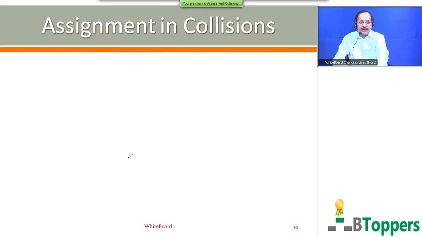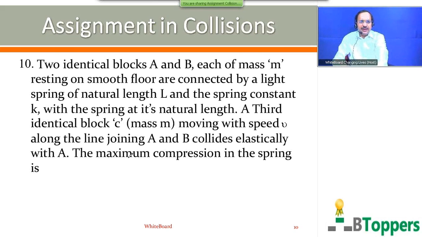Now next look at the question number 10. Two identical blocks A and B, each of mass m resting on a smooth floor, are connected by light spring of natural length L and spring constant K, with the spring at its natural length. The third identical block C, mass m moving with speed v along the line joining A and B, collides elastically with A.